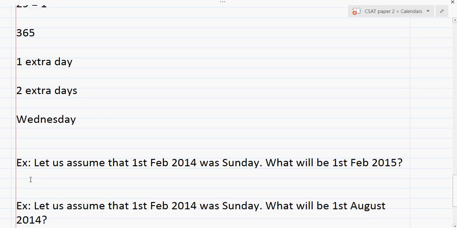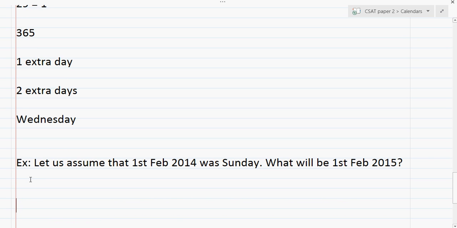right? So again, if 1st January 2014 was a Sunday, what would be 1st February 2015? Here we are just adding a complete year, which means 365 days, right? So if 1st February 2014 was a Sunday, 1st February 2015 would be a Monday, because there is just 1 extra day, right?